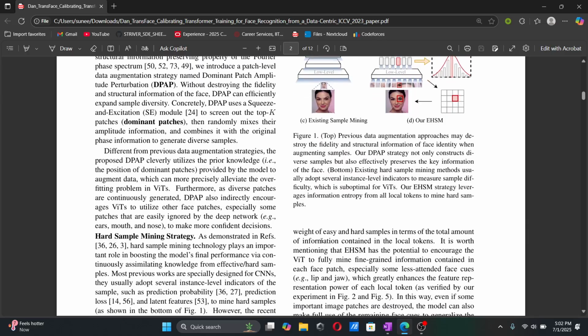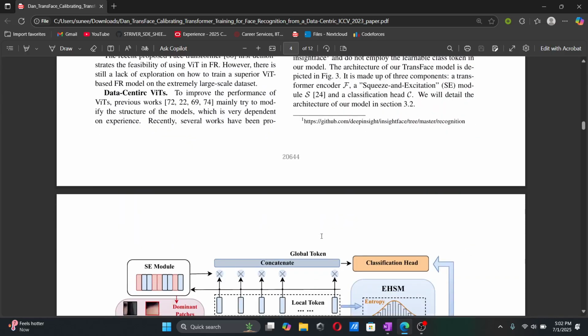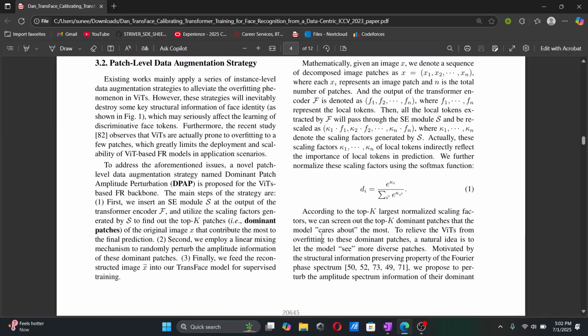Let's see. I have studied this much, so I'm not going to study it again for you. Okay, I'm here. Patch level data augmentation strategy. The main steps of the strategy are: first, we insert an SE module at the output of the transformer encoder and utilize the scaling factors generated by S to find the dominant bias.